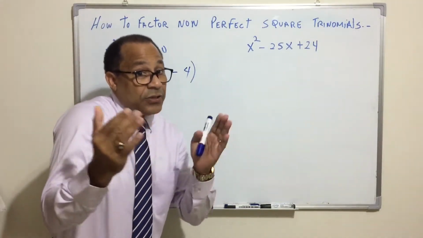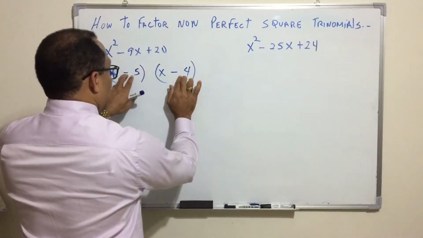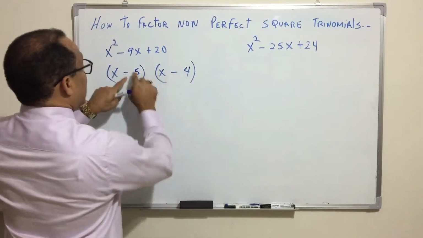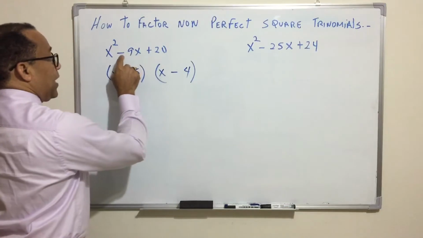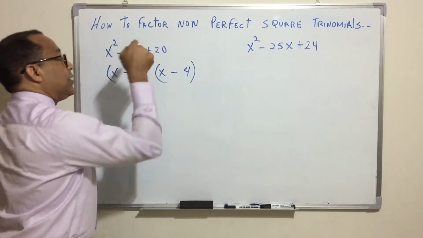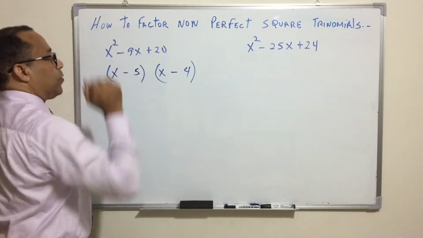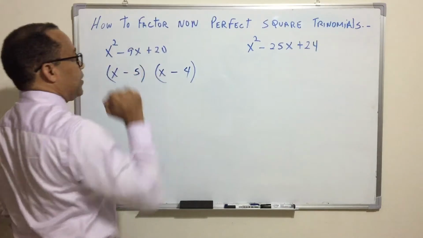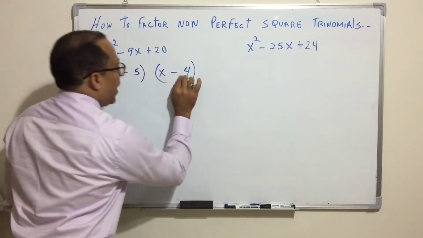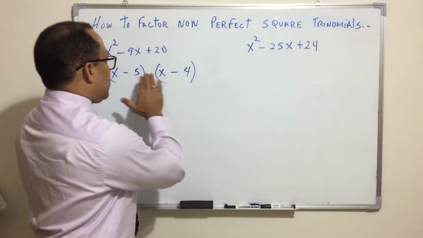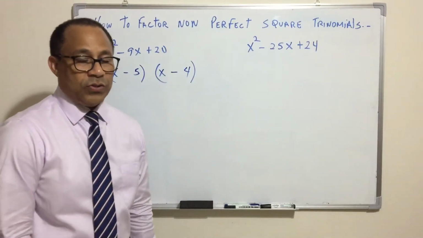Remember, in adding and subtracting, when the numbers have the same signs, you add them and you copy the same sign. So the second term must be negative and the third term must be positive in this trinomial, in this factoring. Again, negative 5 times negative 4 is positive 20, and negative 5 minus 4 is negative 9. And this is the way you factor a non-perfect square trinomial.